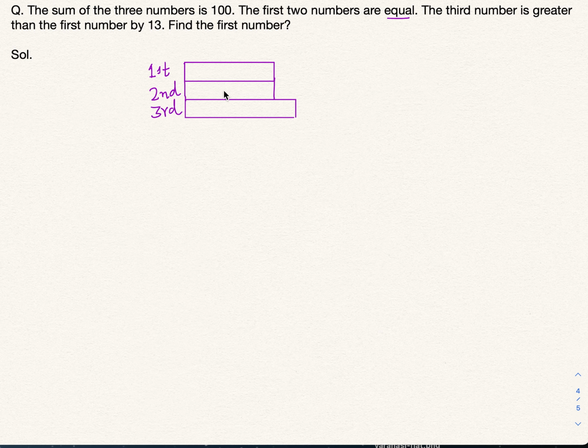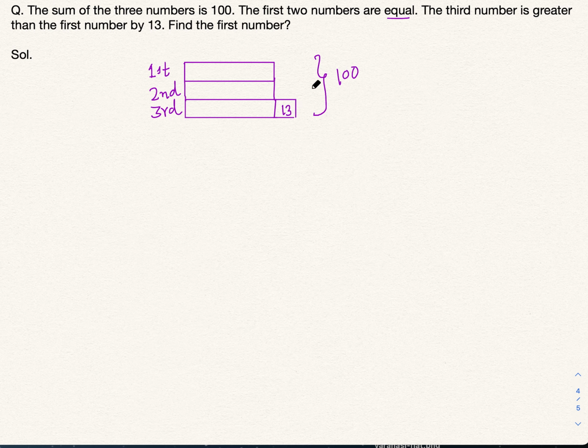Okay, now what's given? That the sum of these three numbers is 100. So how can we show it on the model? Like this, right? So the sum of these three numbers is 100. And what else? See, the third number is 13 more, right? So the third number is 13 more than the other two numbers, which we can represent on the bar like this. So this extra part is 13 more, right?